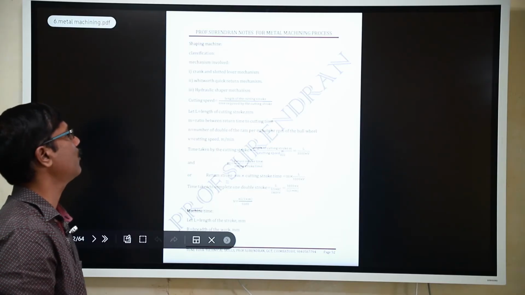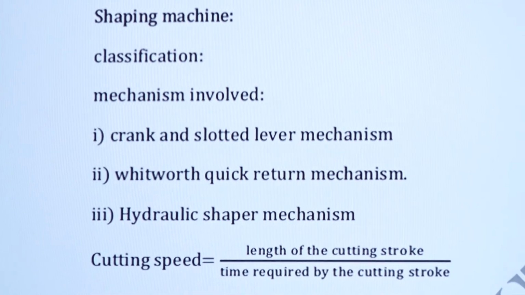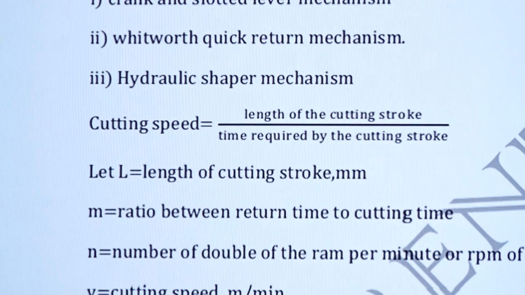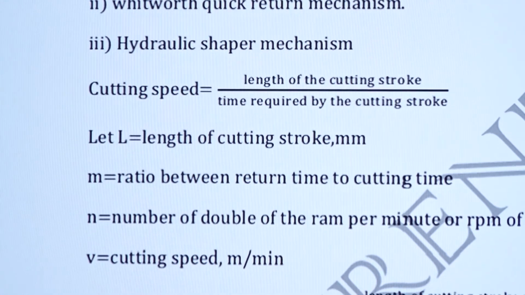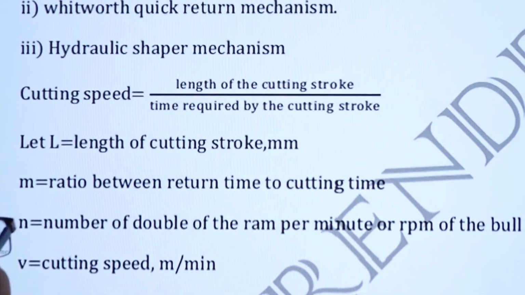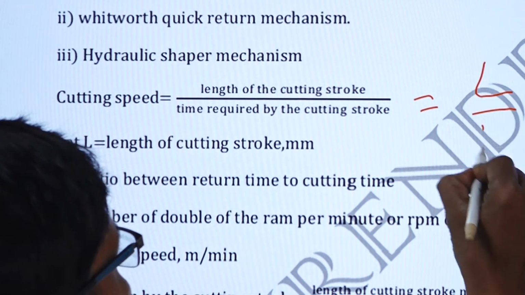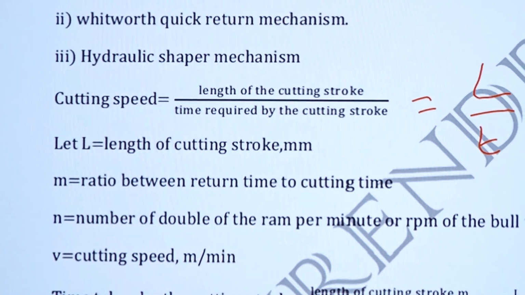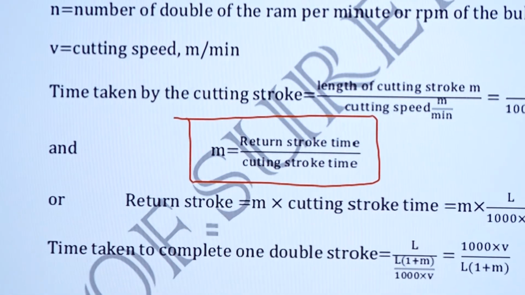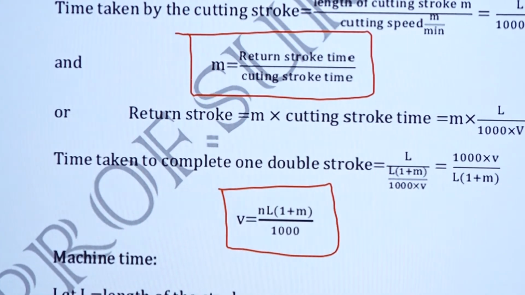In the shaping machine, we have different mechanisms: crank and slotted lever mechanism, Whitworth quick return mechanism, and hydraulic shaper mechanism. The cutting speed can be calculated by the length of the cutting stroke divided by the time required by the cutting stroke. And m is the ratio of return stroke time to the cutting stroke time. So finally we get a simple formula, N into L (1 + m) divided by 1000.